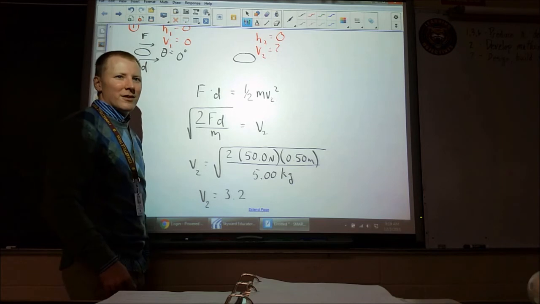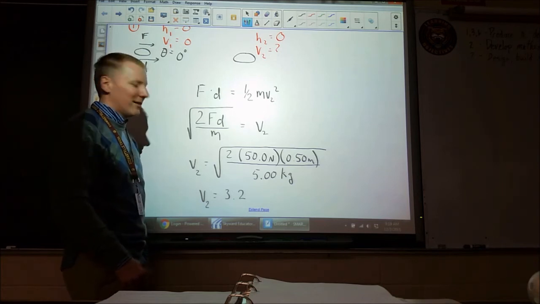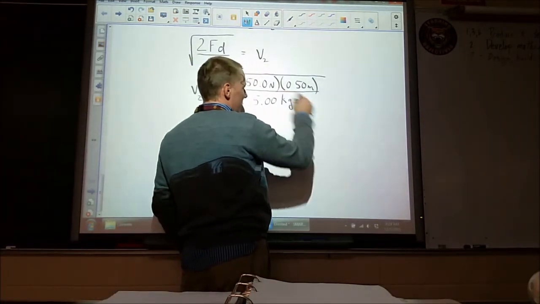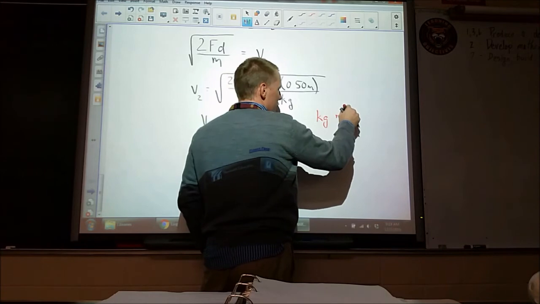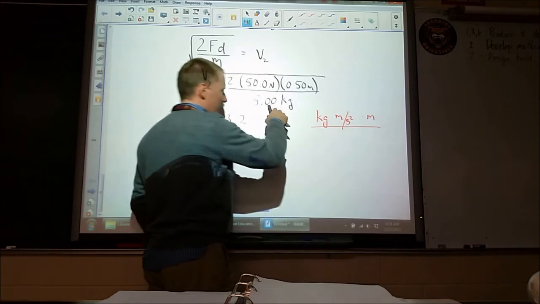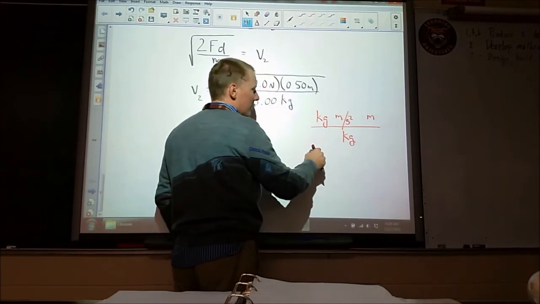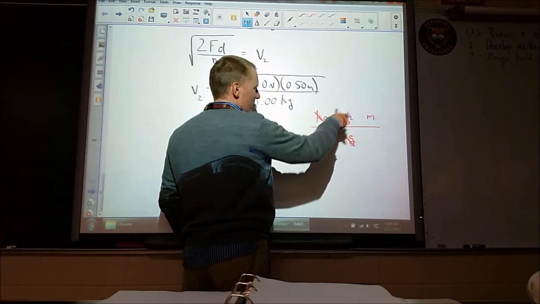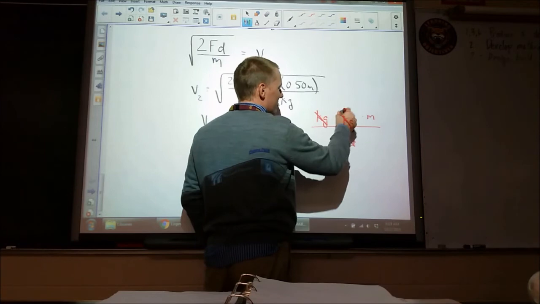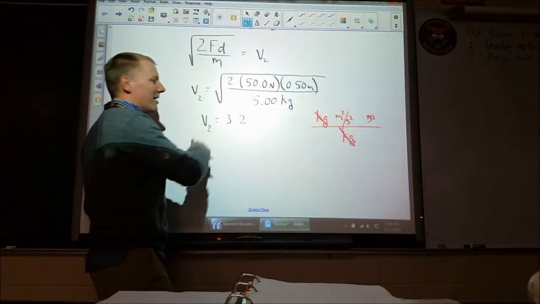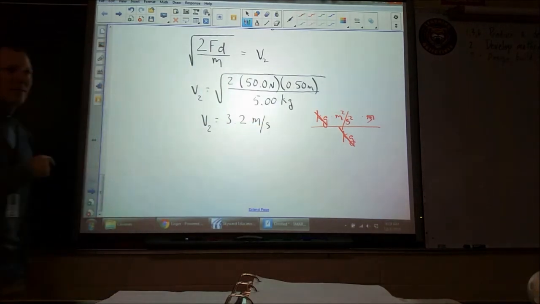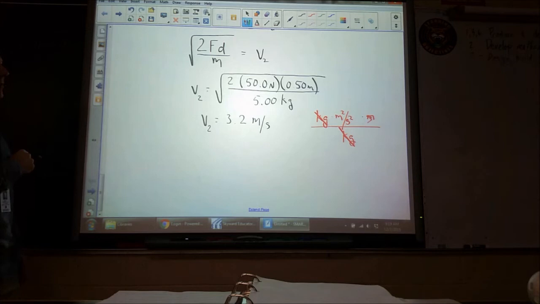What units am I going to have left? Joules? Let's see. We have newtons up here. We know a newton is a kilogram meter per second squared, times a meter, over a kilogram. So I've got kilograms and kilograms. What does this make? Meters, I heard somebody mumble it. Meters squared per second squared. And then I take the square root. Meters per second. Well, that's a great unit for a velocity. So I feel confident that I did it right.